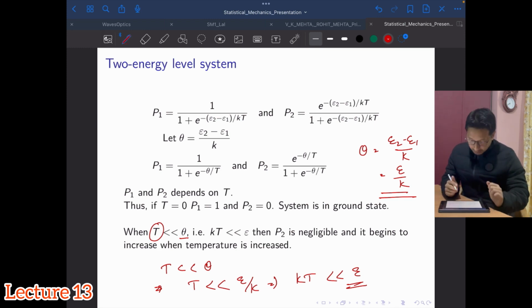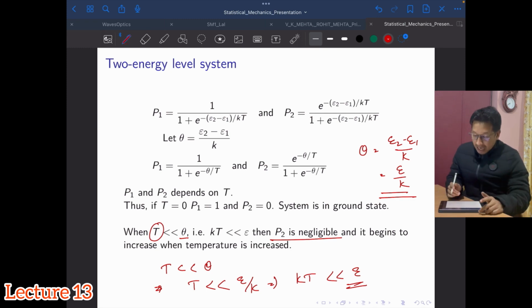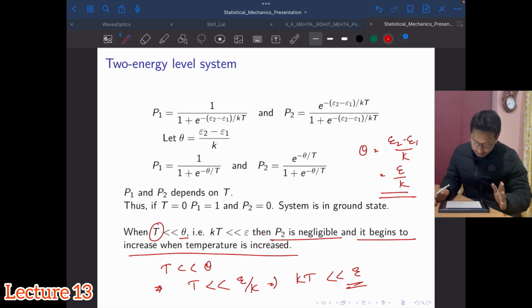That's what you need to understand. Okay, so that means what? P2, the probability of occupancy of the higher energy state, is negligible. And this begins to increase when the temperature is increased. That's what I said in the last slide.